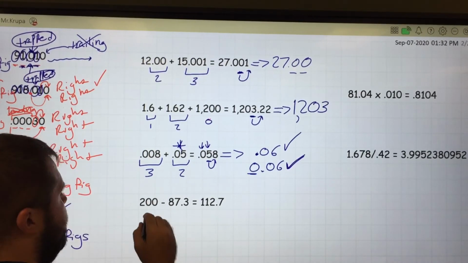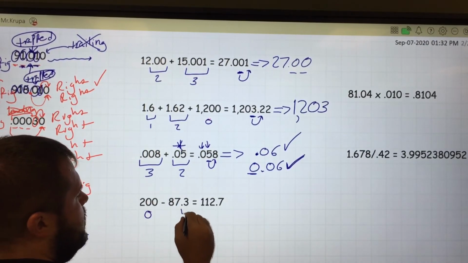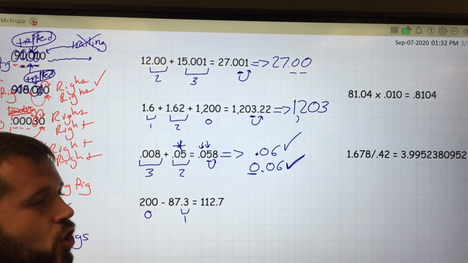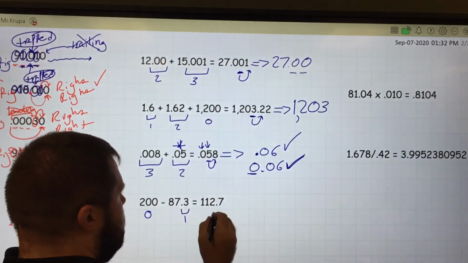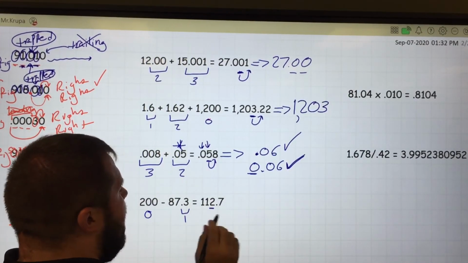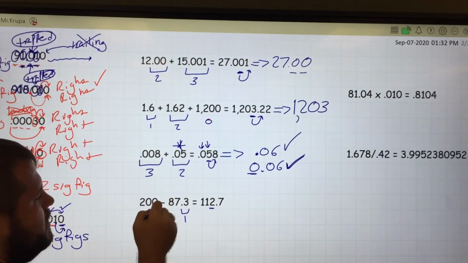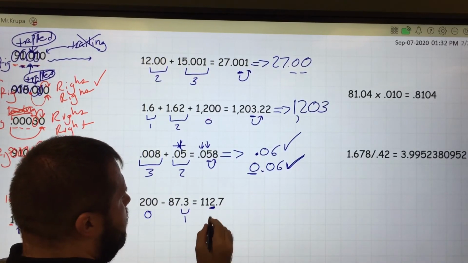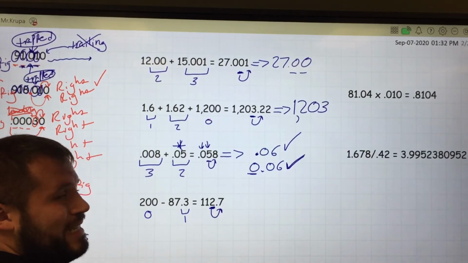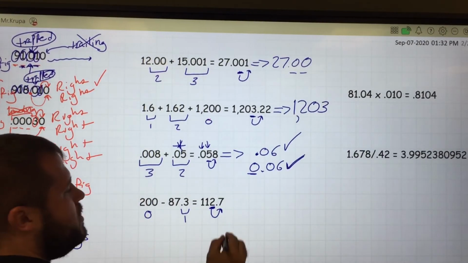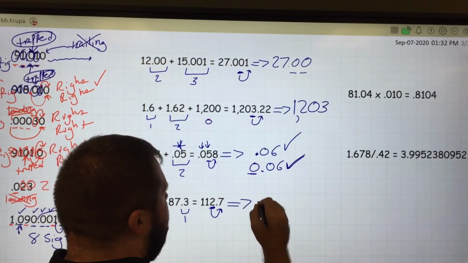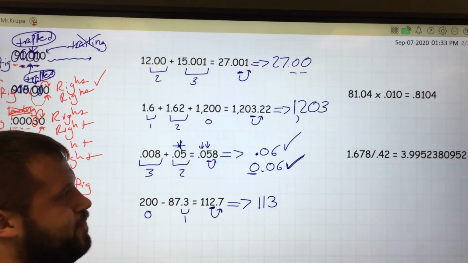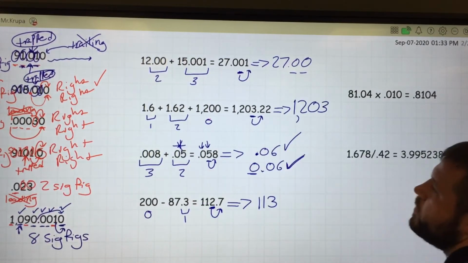The final one. Here we have 0 decimal places. Here we have 1 decimal place. So the answer can have no more than 1 decimal place. Sorry, can have 0 decimal places. So we're going to round right here. We look after, and it's a 7. The 7 rounds the 2 up, so the final answer is 113.